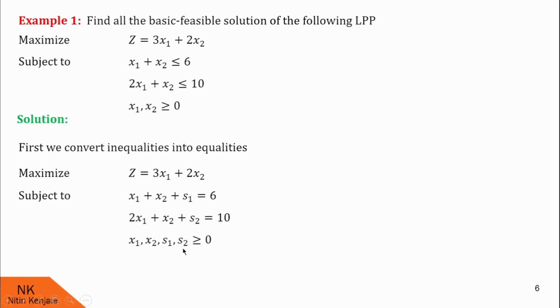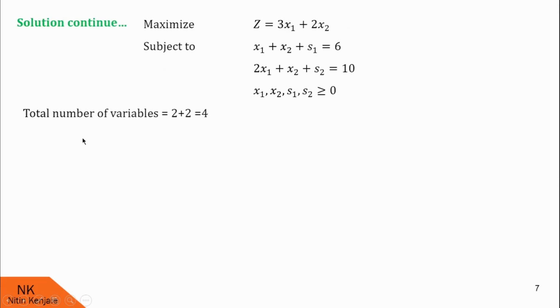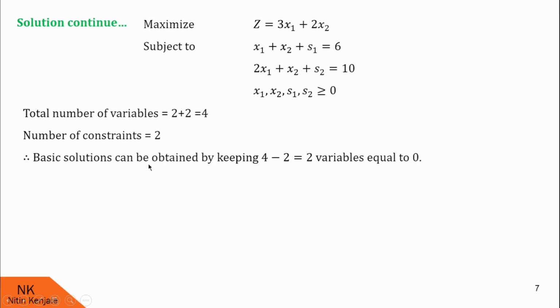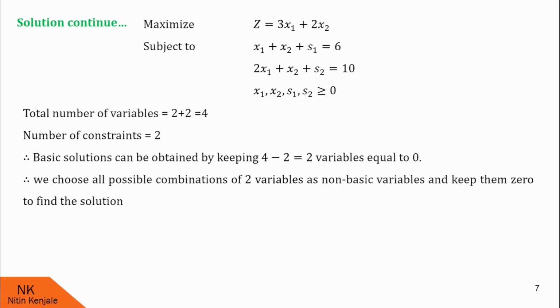So here we see there are 4 variables involved: x1, x2, s1 and s2. So as I said, the total number of variables are 2 plus 2, two are x1, x2 and another two are s1, s2, equal to 4. But the total number of constraints are 2, this one and this one. Therefore, the basic solution can be obtained by keeping 4 minus 2 variables equal to 0. We choose all possible combinations of 2 variables from these 4 variables as non-basic variables and keep them to 0 to find the solution of this LPP.